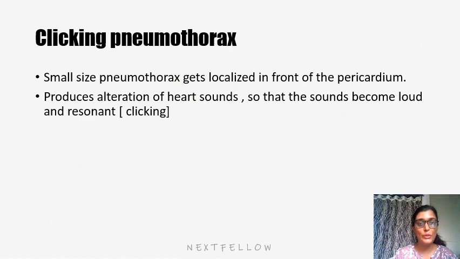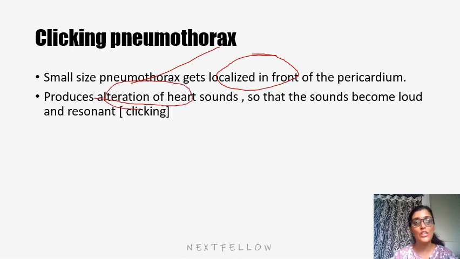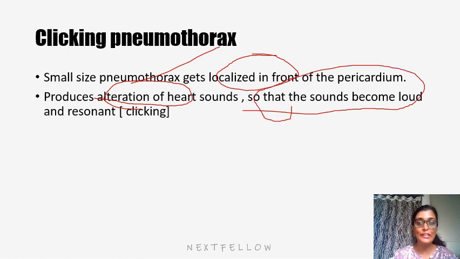Now, what is clicking pneumothorax? Small left-sided pneumothorax gets localized in front of the pericardium. It produces alteration of the heart sounds. So the sounds become loud and resonant. That is clicking. So this is known as clicking pneumothorax. These are very important one-liner MCQs.